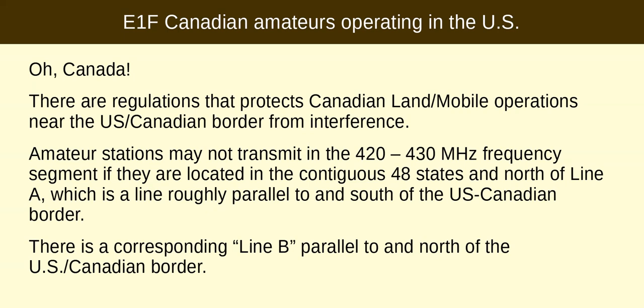And it turns out, and I didn't realize, there's a Line B, which is kind of the reciprocal. It's on the Canadian side, and they can't transmit south of Line B into the US. So how far are these lines off the border? Glad you asked.